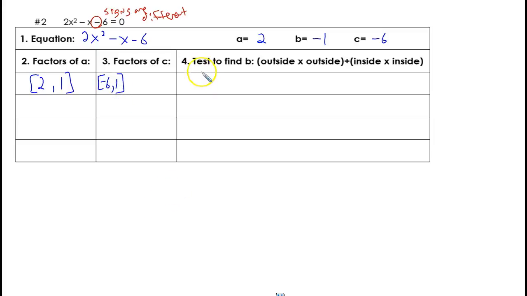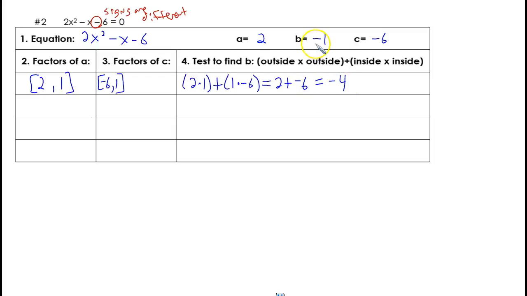And when I'm testing this out, outside times outside, 2 times 1, plus inside times inside, 1 times negative 6. I think some of you are starting to say, if I were doing this, I wouldn't write all this part out. I would just say 2 times 1 is 2, and 1 times negative 6 is negative 6, and that's okay. You can tighten this up a little bit and speed up, but as a teacher showing you how to do it, making sure I put in every step, I'm going to be pretty thorough.